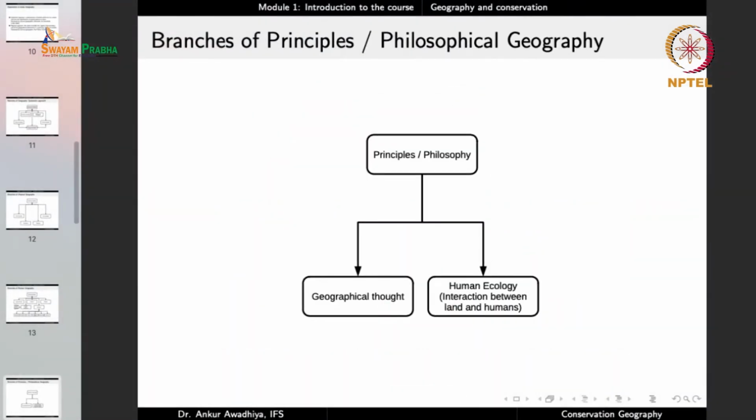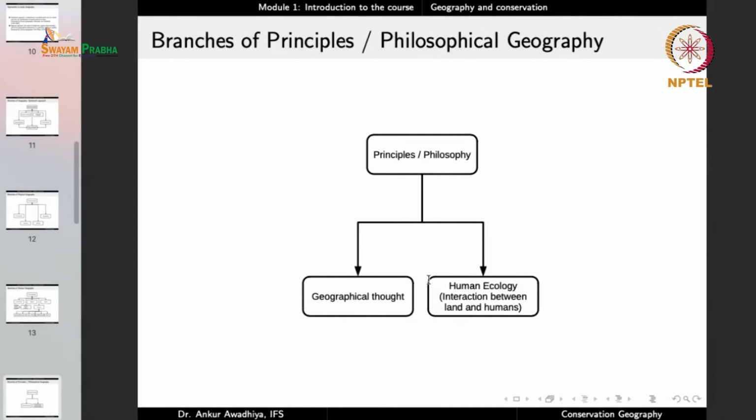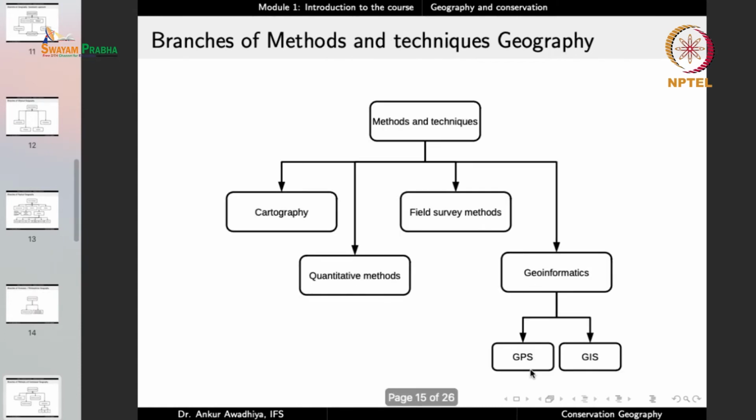In the case of principles of philosophical geography, we have the subfields of geographical thought. How did the geographical thought evolve over time? Because in the beginning there was no geography. How did somebody think that, okay, we should study about areal differentiation? How did we come to arrive at two different approaches, that is systematic geography and regional geography? So things like these are studied in geographical thought. Then we have human ecology, which is the interaction between land and humans.